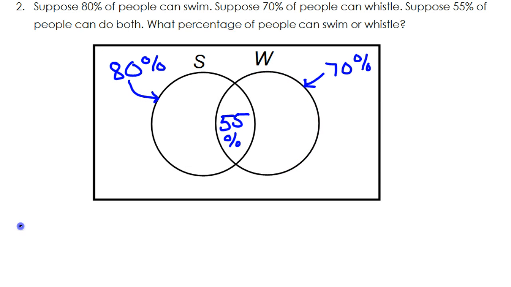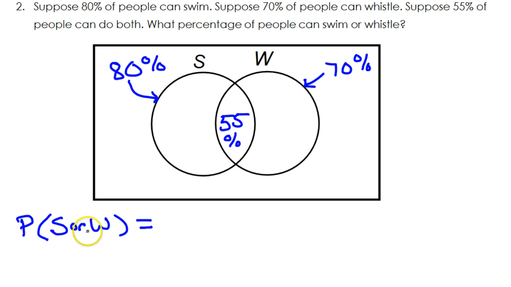So the probability of both. I'm sorry, I'm spacing out a little bit. What percentage of people can swim or whistle? I could have just put or in there. It's the same thing whether I put the union symbol or the word or. Either way, it means exactly the same thing.